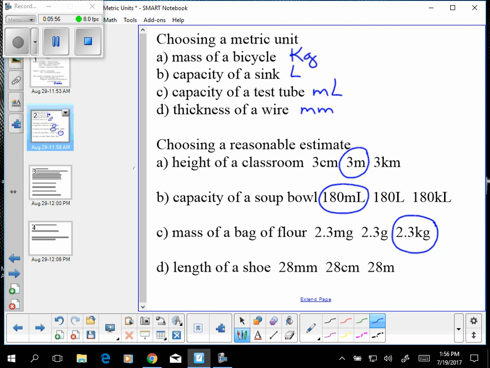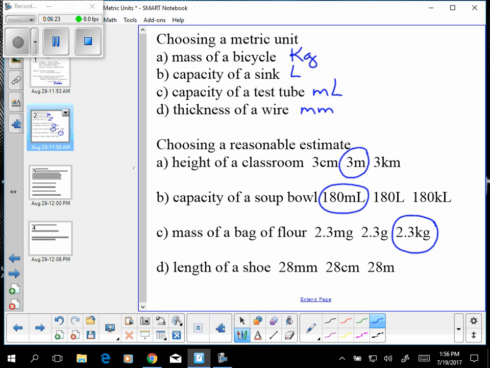What about the length of your shoe? 28 dimes? Now remember, that's the thickness, not the diameter, the thickness. If you had a stack of 28 dimes, would that stack be as high as your shoe? No, it would not. What about 28 centimeters? That's a possibility.